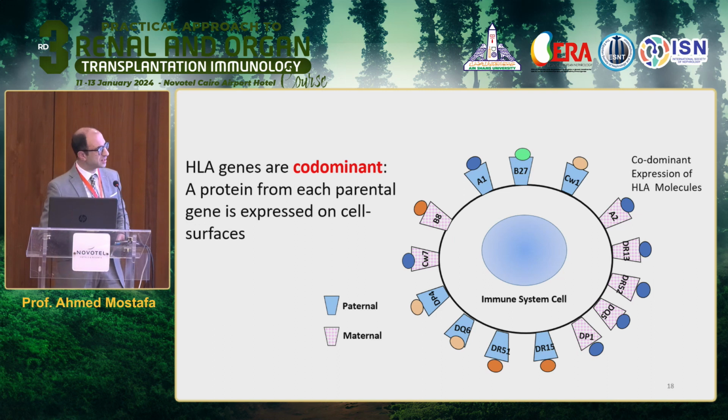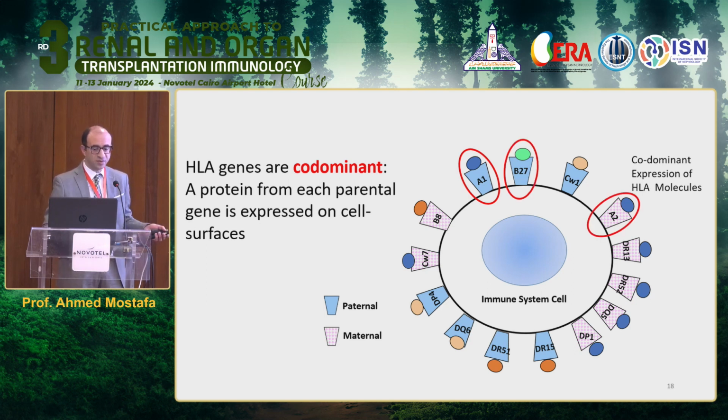And HLA is codominantly expressed. So it's not like the blood group. With blood group, usually the dominant is expressed and the recessive is not. But with HLA, both of them are expressed. And as I mentioned, the function of HLA was not for transplant; the function is to present different peptides to the immune system, so it needs to be diverse. So you can see here, the A1, for example, comes from the dad, the A2 comes from the mom, the B27 comes from the dad, and the B8 comes from the mom.